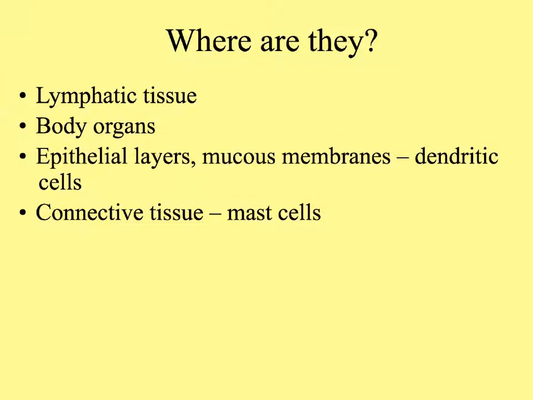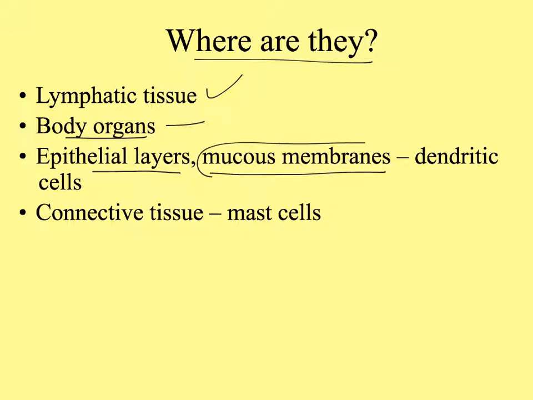Okay, now, where are the leukocytes found? So they're in lymphatic tissue. So in the lymph nodes, the spleen, tonsils. They're in organs in the body. So we have them in our lungs, in our brain, in our intestines. Okay, they're found in epithelial layers, so places where there are openings, so mucous membranes. So we call them dendritic cells when they're in mucous membranes. And then they're also in connective tissue, so those are mast cells.